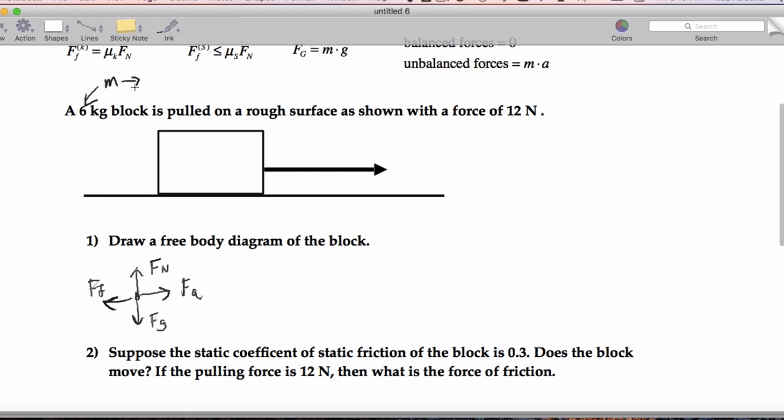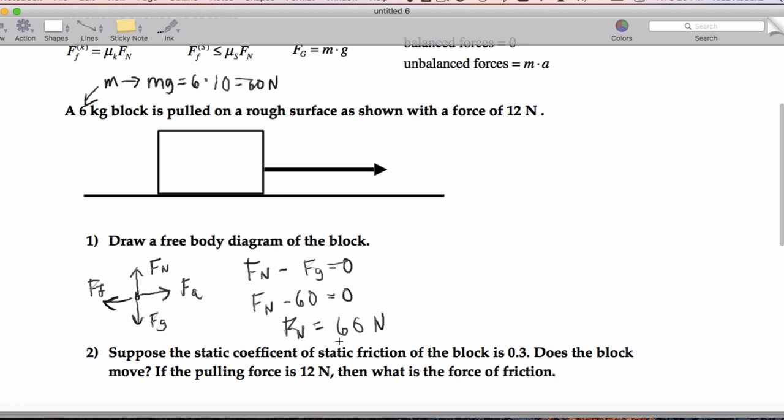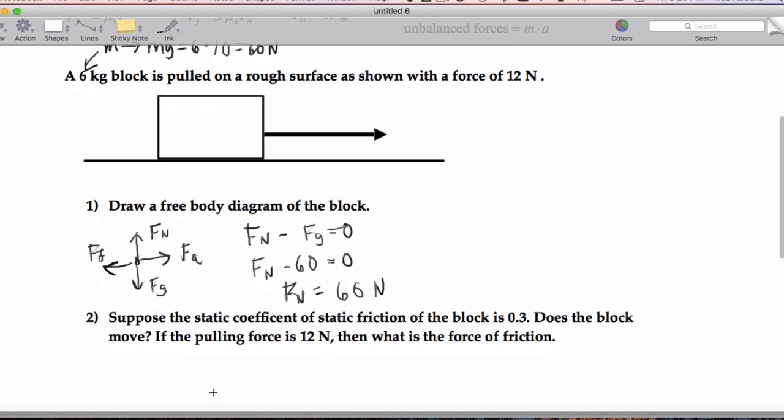So let's get the weight as mass times gravity, which is 6 times the acceleration due to gravity, 10, which is 60 newtons. Now, let's calculate the normal force based on the fact that the vertical force is balanced. The normal force is going to balance the weight force, so there is no vertical motion, and the normal force is equal to 60 newtons. True for number 1, but not useful yet. It's useful in question 2.